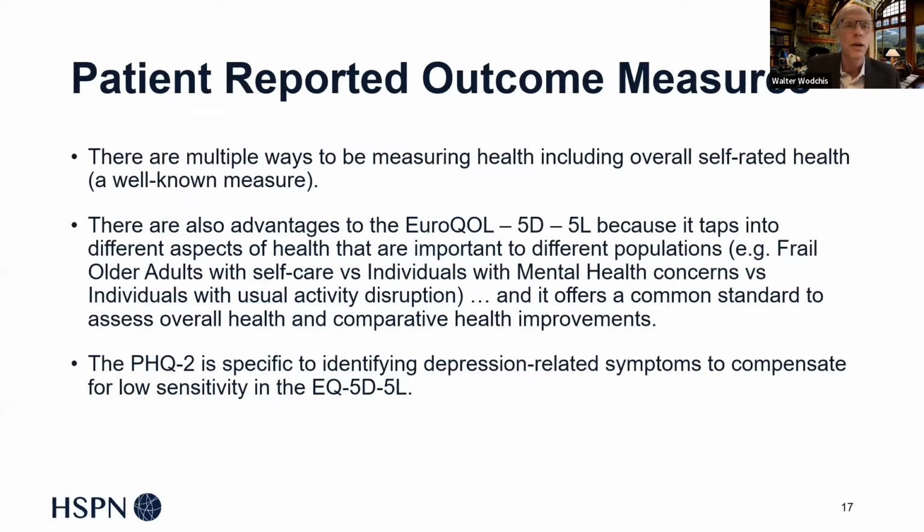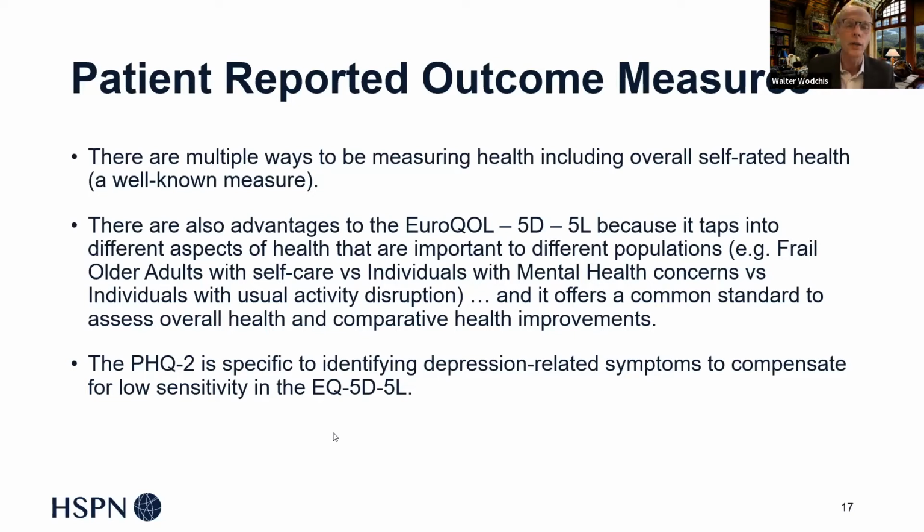So just a couple of key points: there are multiple ways to be measuring health, including overall self-rated health. There are advantages to the EQ5D5L because it taps into the different aspects of health that are important to different populations, and offering that common standard. And then having this PHQ-2 to be able to specifically identify depression-related symptoms to compensate for that low sensitivity. Just summarizing some of the points I had from the outset.